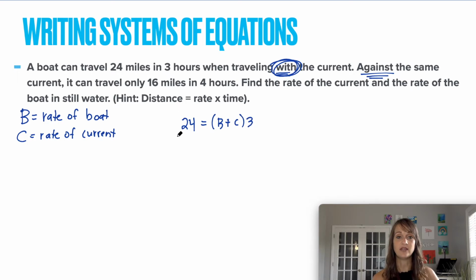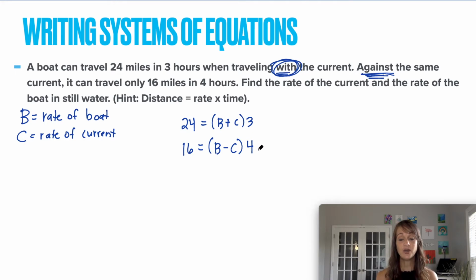Now the second equation, it only travels 16 miles, that is your distance. The rate in this case is against the current, which means the boat is going in the opposite direction that the current is going. So I'm going to subtract the boat minus the current because they are going against each other. And the amount of time it took was 4 hours.